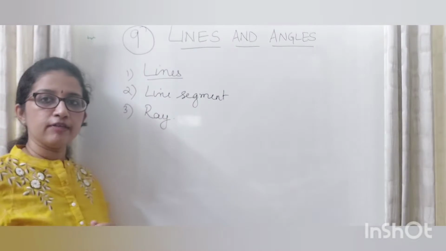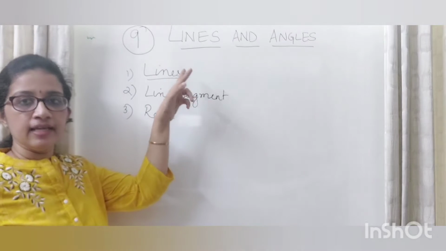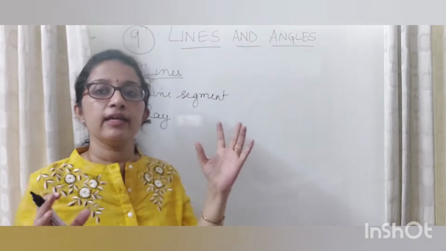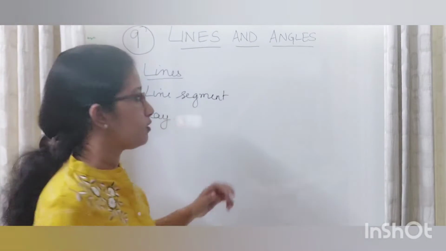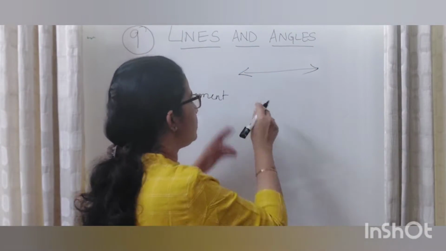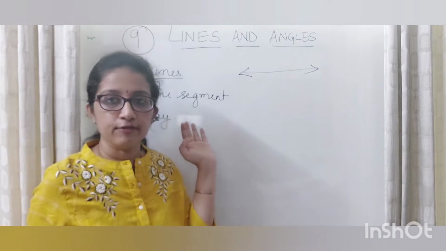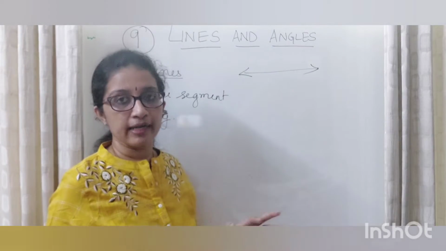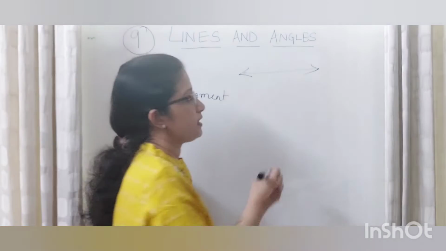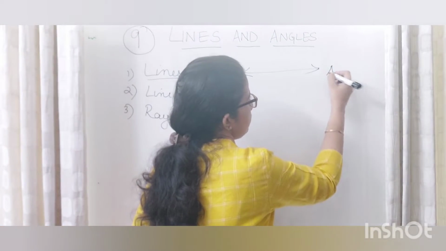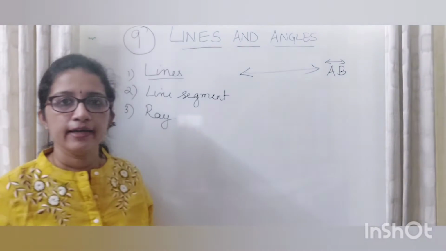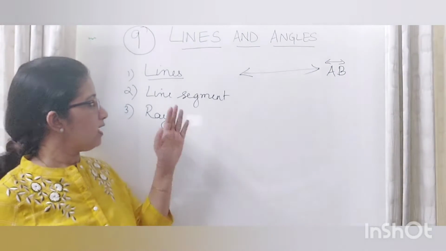So what is the difference? A line is a continuous thing without any end. If you take a line like this, it will extend on both sides till infinity. There is no endpoint for a line. So this is a line. If you are saying line AB, we'll write AB, and on the top of this will be the symbol for line AB.